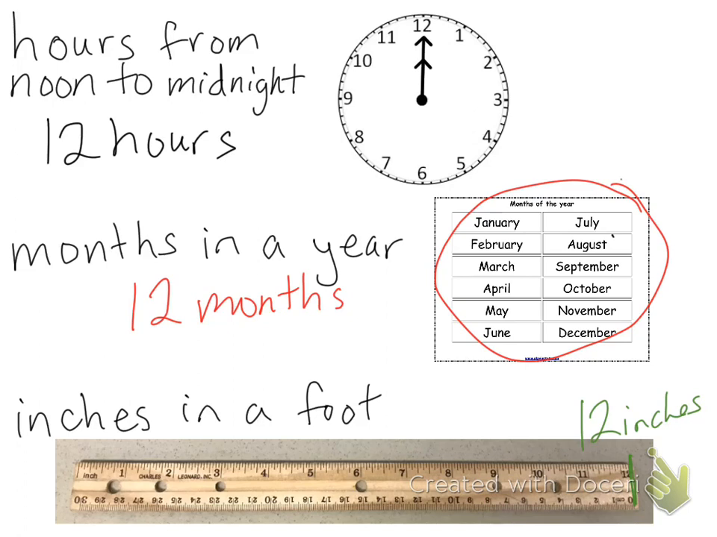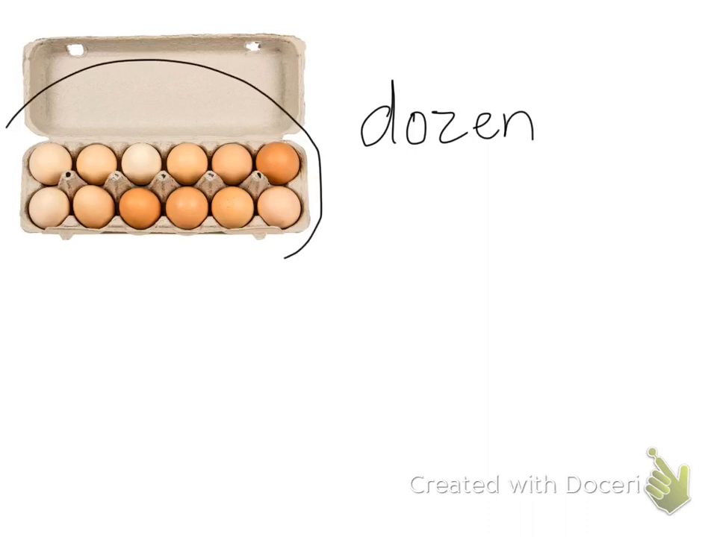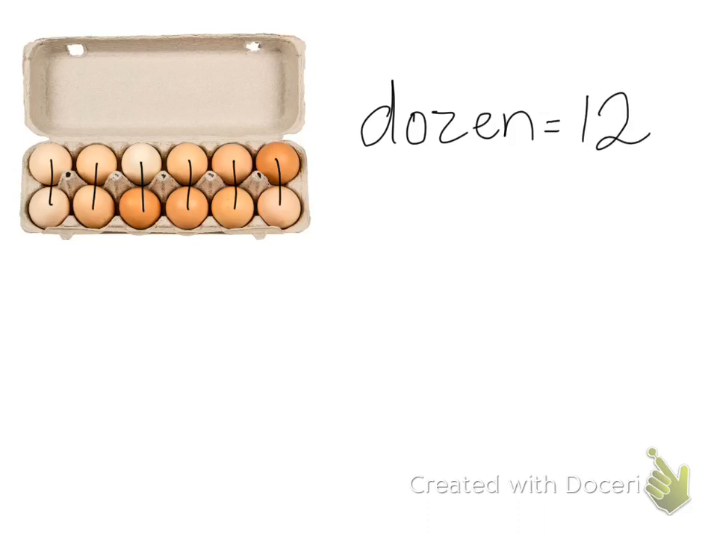Okay, so you notice all these things all have 12 in them. There's a special word that can mean 12 of something, and that word is dozen. For example, if I wanted to buy eggs at the store, they usually come in packs of 1 dozen. Okay, so let's see if a dozen eggs is the same as 12 eggs. We'll count by twos to check. We have 2, 4, 6, 8, 10, 12. Yeah, so a dozen eggs is the same as 12.